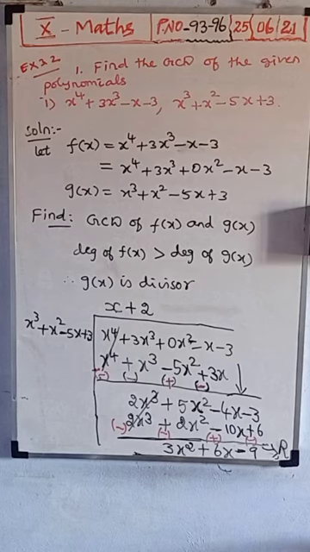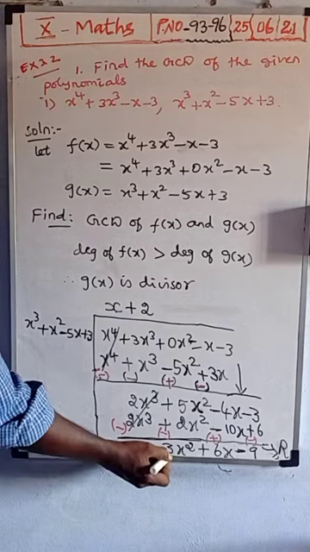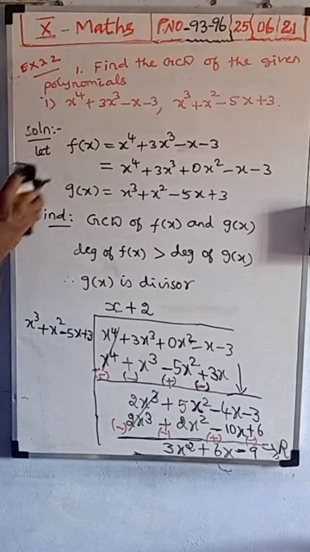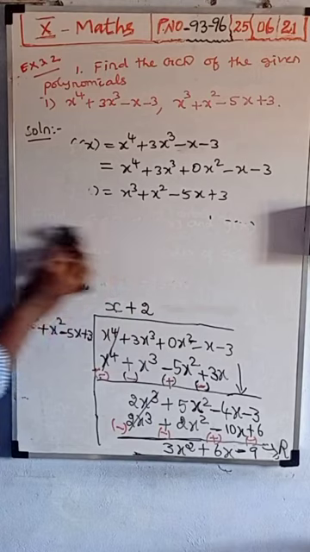Now you see, here the remainder we didn't get 0. So we want to continue until the remainder is 0. Whenever you are dividing any two polynomials, we want to get remainder 0. Suppose we didn't get 0, we want to go to the next step. What is that step? You see that step.